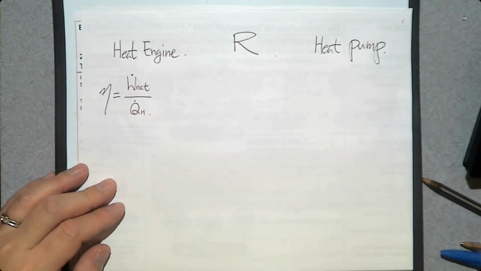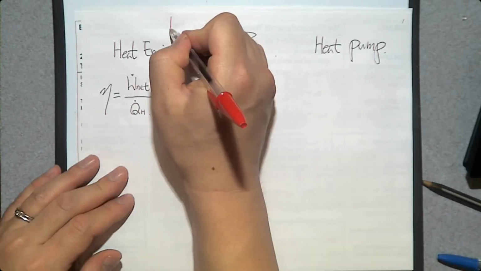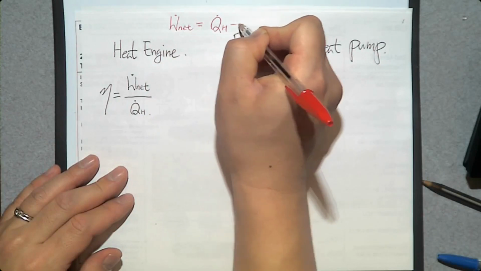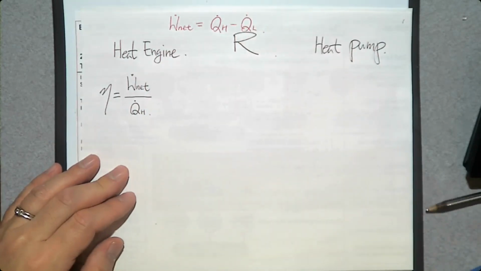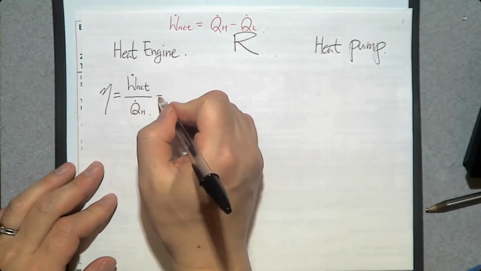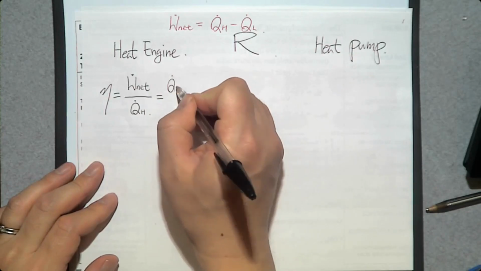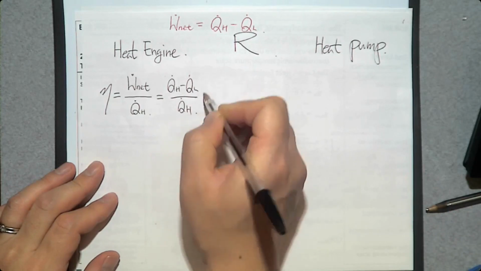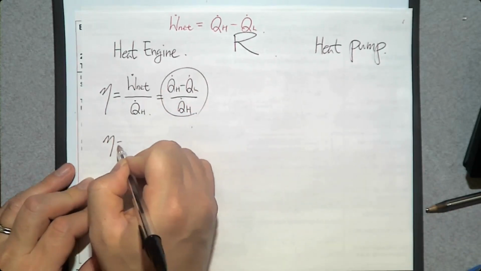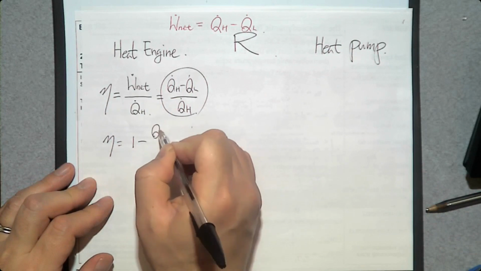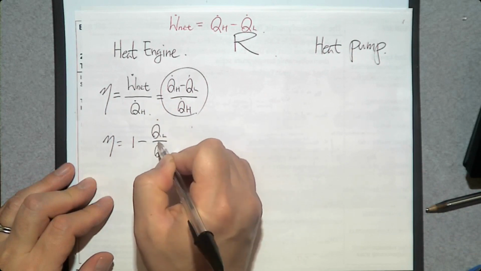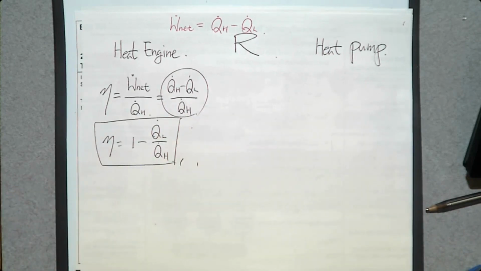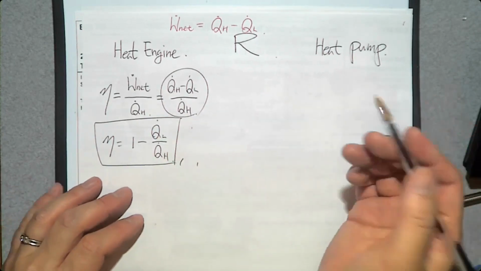By the way, according to the energy balance equation, W dot net is always Q dot H minus Q dot L. So we can rewrite this as Q dot H minus Q dot L over Q dot H. Then this one can be rewritten as 1 minus Q dot L over Q dot H. So this is the efficiency of a heat engine that we know.